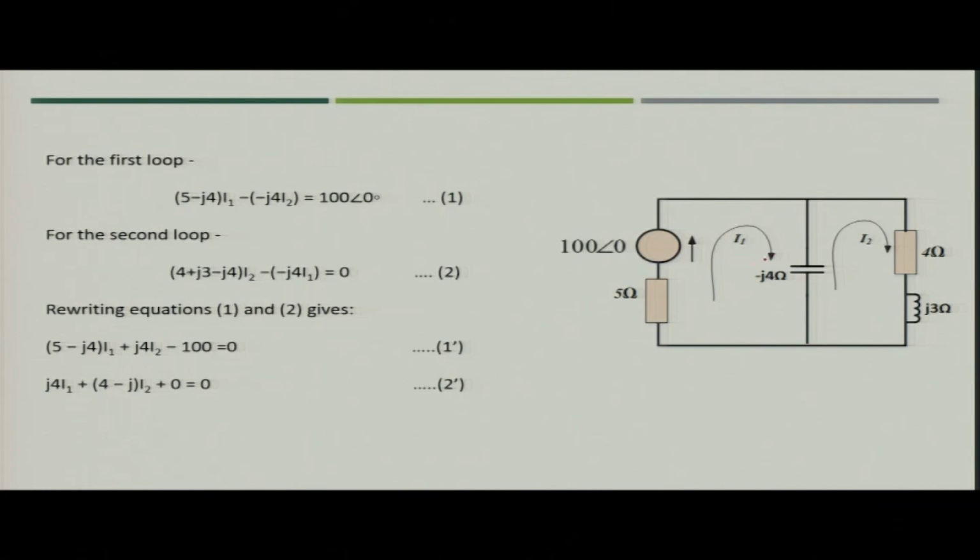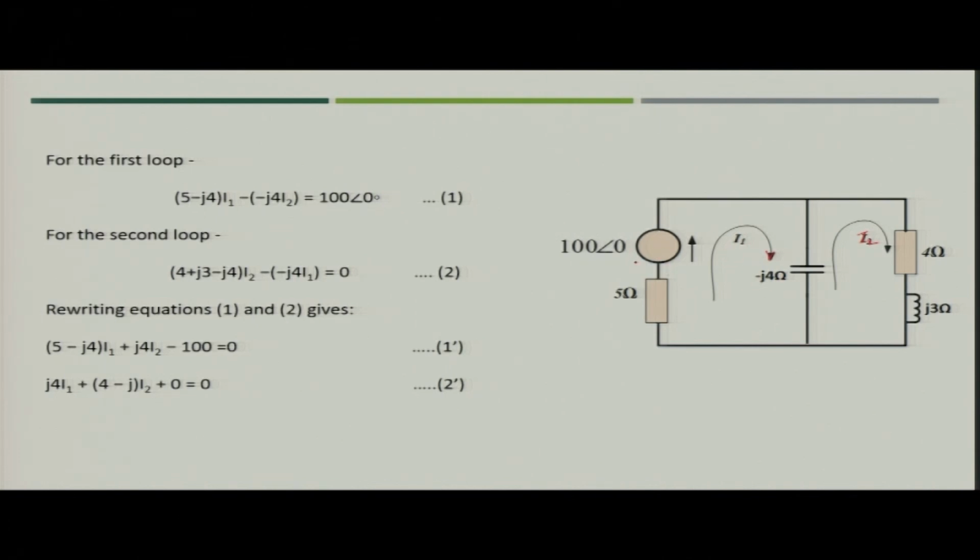Now, in this particular case you can create 2 loops, because these are the 2 independent meshes which you can create. Let us say that in this mesh the current is I1, and in this mesh the current is I2. So, we can write 2 equations, one for each mesh. For the first mesh, you can apply Kirchhoff voltage law and find the governing equation of this particular mesh.